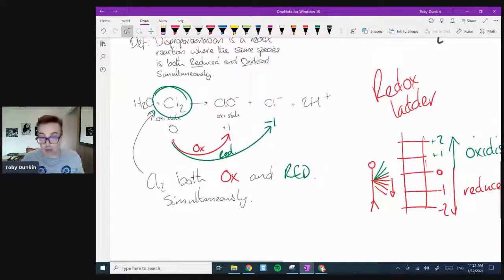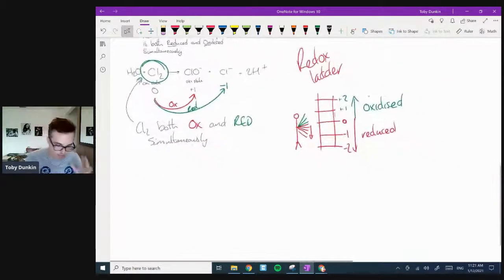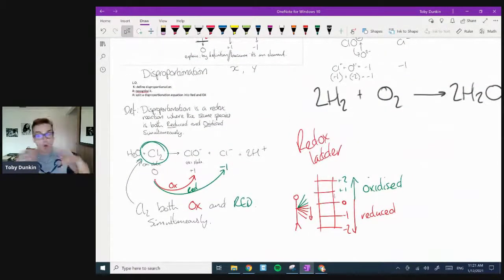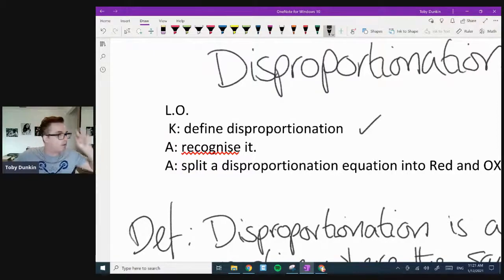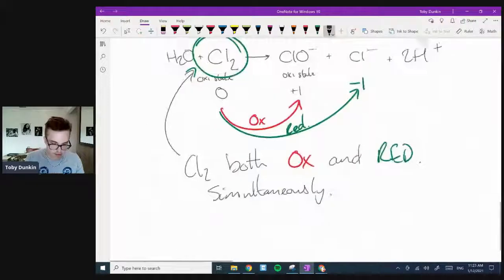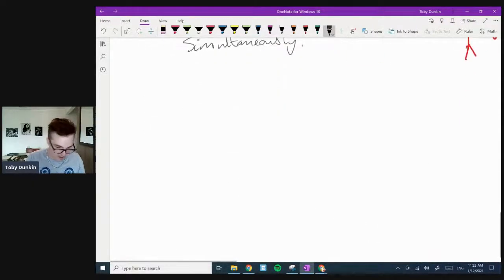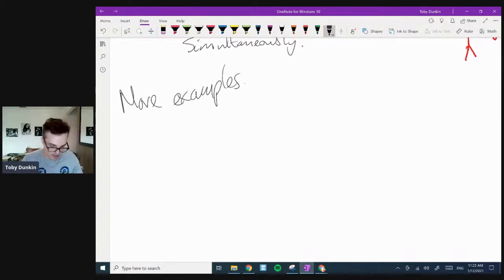And there are lots of these. Being able to recognize it is spotting when there's one person on the left and it's forming two people separately. There are loads of these. So the first thing I can do is tick off my first learning objective. I think you guys now understand what's going on. The same person is being split into two people. One's where it's been oxidized and one's where it's been reduced. So let's now start recognizing it and do more examples.